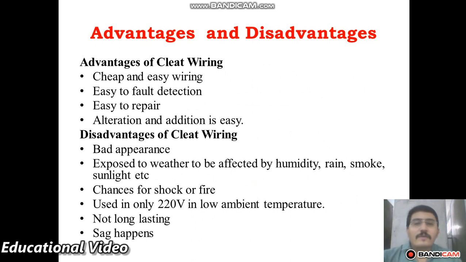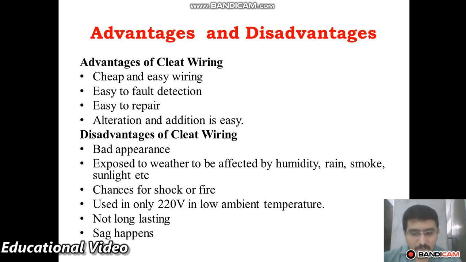So now we'll see the advantages and disadvantages of cleat wiring. It is cheap and easy wiring, easy for fault detection and easy to repair, and alteration and addition is very easy. These are some advantages. But the disadvantages are that the appearance is bad, it is exposed to weather and affected by humidity, rain, smoke and sunlight, and the chances of shock or fire are very high. Also, it is used only for low voltage and ambient temperature applications.